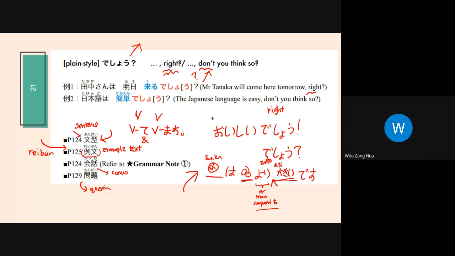Ari-san wa Tokyo e itta to omoimasu. Very good. So I think Ari went to Tokyo. Correct. Here I know when, because itta is past tense, right? Ikimashita. Very good. Here, next one.